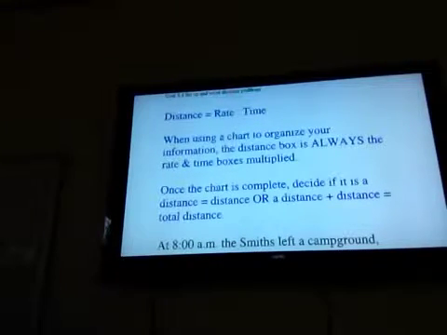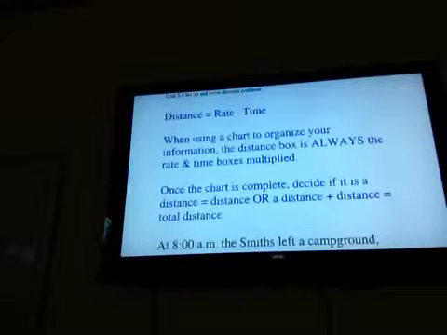Okay, so we're going to be working today completely with distance formula. Distance equals rate times time. I am going to be using a chart to organize your information. That's up to you. I think that once you see me do it, you'll want to do that. Okay? I'm going to start with rate, time, and then distance.